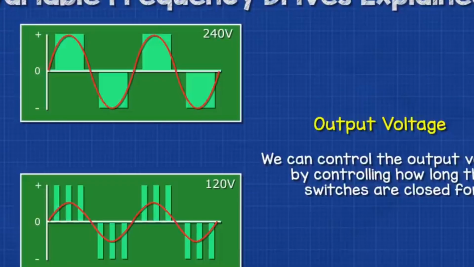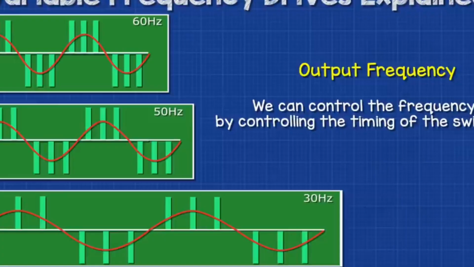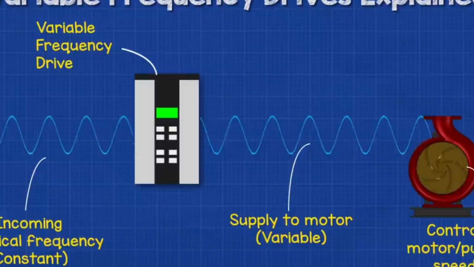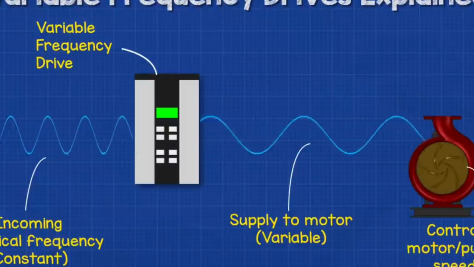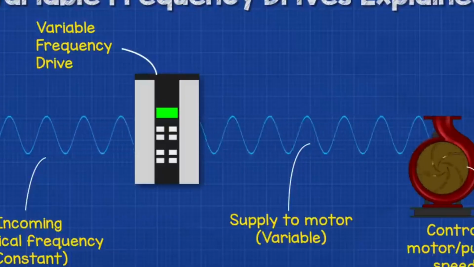We can control the output voltage by controlling how long the switches are closed for. So we could, for example, output 240 volts or 120 volts just by trimming the opening and closing times. We can control the frequency by controlling the timing of the switches. So we could, for example, output 60 Hz, 50 Hz or 30 Hz, whatever is needed for the application. Remember, by controlling the frequency, we control the rotational speed of the motor.